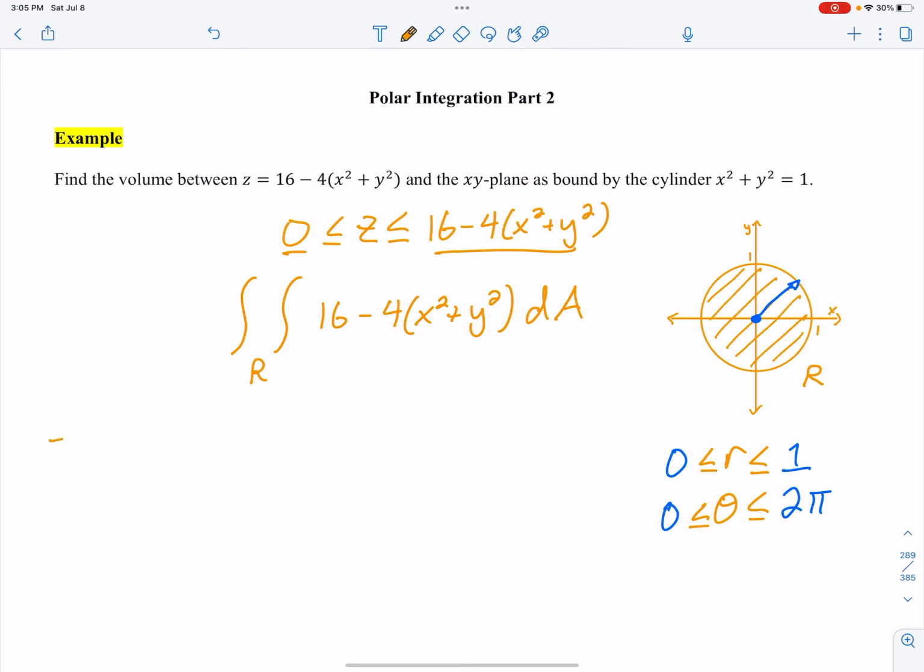All right, so let's rewrite our formula. We always put theta on the outside. And then r equals 0 to r equals 1. Then I have 16 minus 4 times, okay, x squared plus y squared, remember, is r squared. That's why this calls for polar. Times, I'm going to put all that, and then remember, when we switch here, we have to add an r dr d theta.